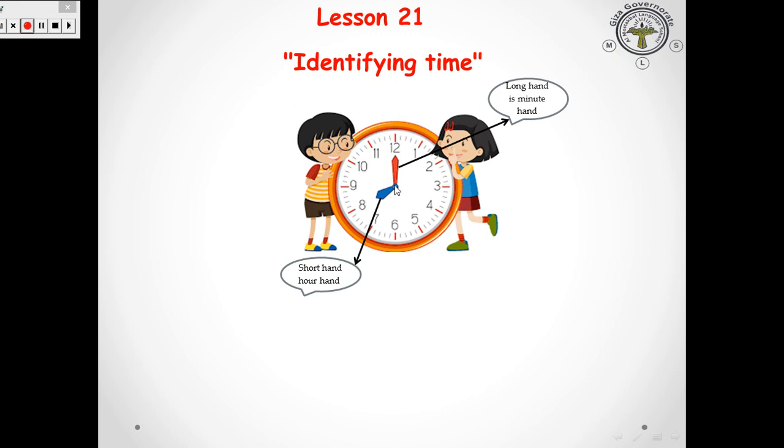When the minute hand points to 12, we say o'clock. Look here, the hour hand is pointing to 8, so we say it's 8 o'clock.